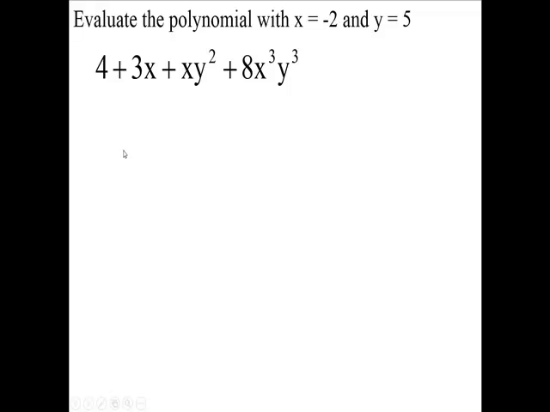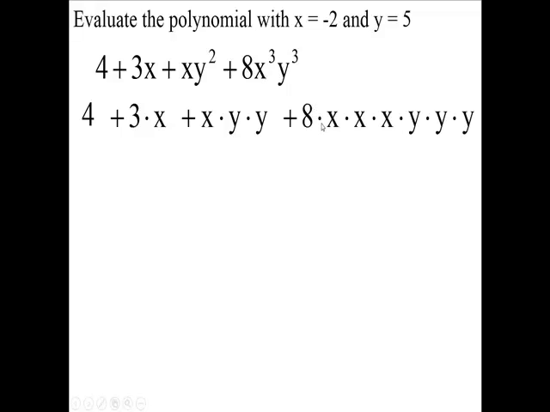So we're going to write 4 plus and 3 times x. X is written once, okay? And then you're going to have x and your y is going to be written twice here. So you have x and there's y written twice. Then you'll have plus and you'll have 8 and you'll have x written 3 times and y written 3 times. So 8 and x, there's x cubed. And y is y cubed, okay?